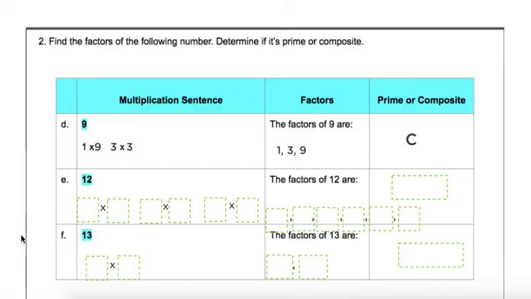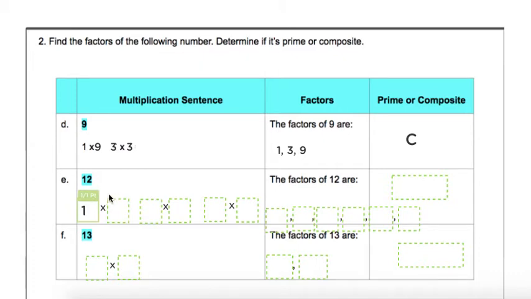Let's go ahead and do slide 5 together. Same as slide 4, the first one's done for us. We can use this as a visual guide to help us if we ever get stuck when we're solving our problems. Let's do part E. Our magic number is 12. Remind Miss Turner what's the smallest number we're going to start with when we're multiplying. If you said 1, you're absolutely correct.